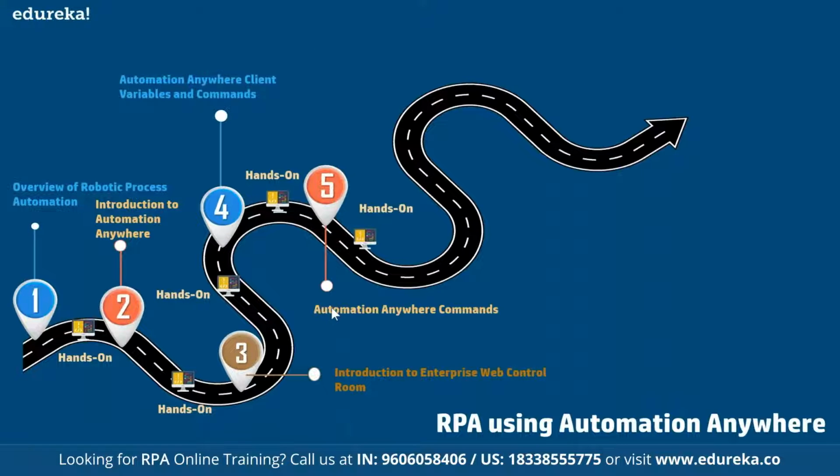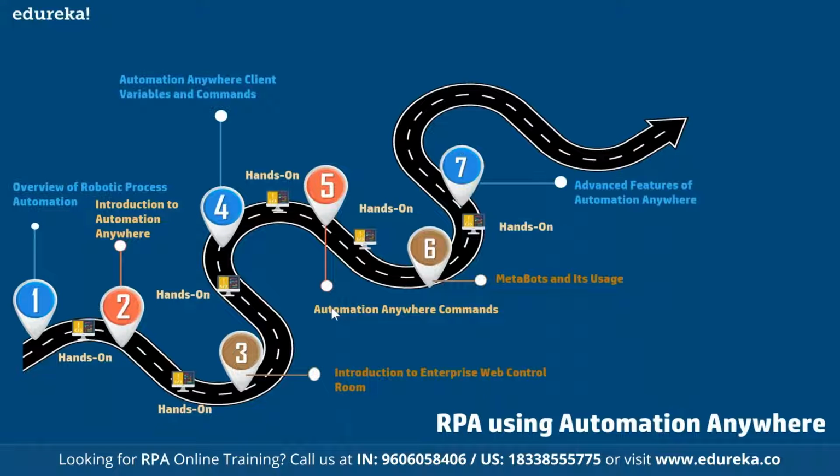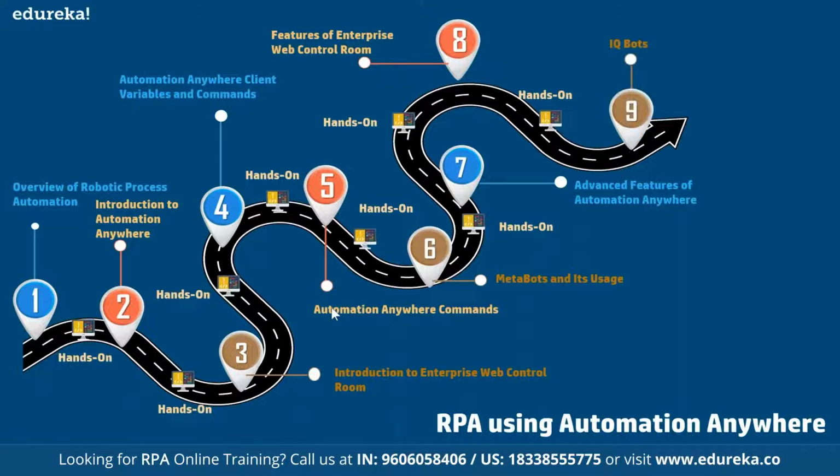So this is about the structured learning about Automation Anywhere that is available at Edureka. Here we have all the features. You get an overview of Automation Anywhere. You get to do hands-on at every stage. You get to know the introduction to the enterprise control room, Automation Anywhere variables and commands, metabots, the enterprise control room's features, and so on and so forth.